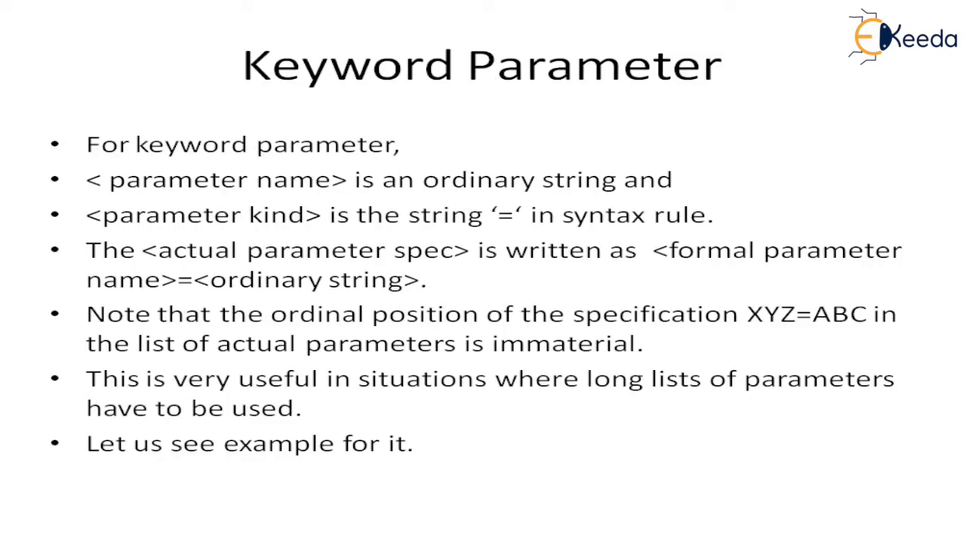The second type is nothing but the keyword parameter. Keyword parameter is also represented by the parameter name, and the parameter kind is the string with the equal to sign in the syntax. So here we have to use equal to for the parameter kind. So which kind of parameter is used into that? An actual parameter specification is written as formal parameter name is equal to ordinary string. Then it is considered as an actual parameter.